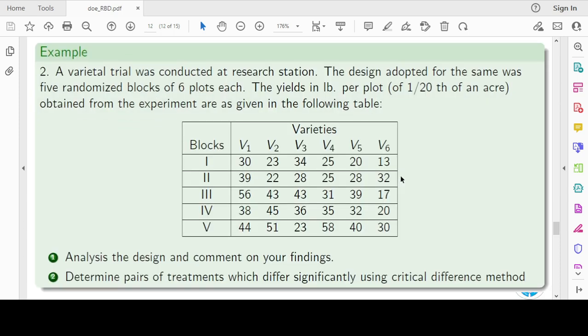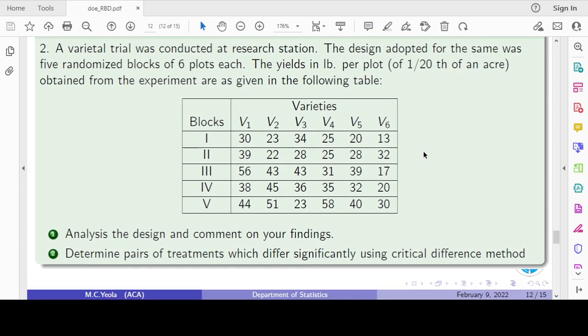Okay, this is the second example. You have to work this out in a similar manner. Only here we have 5 blocks and 6 treatments.